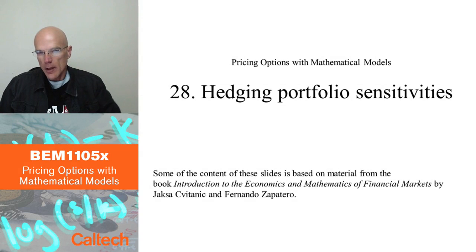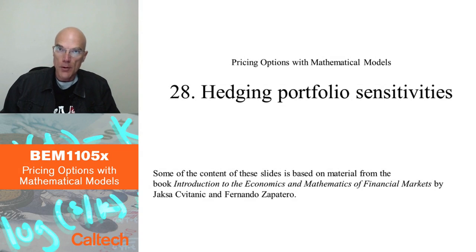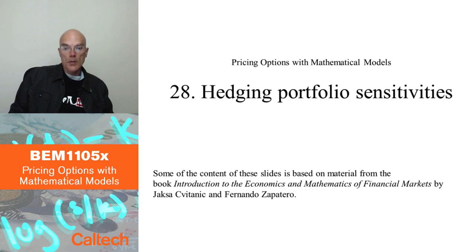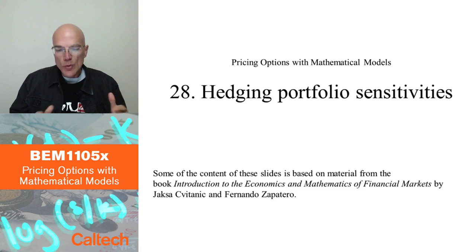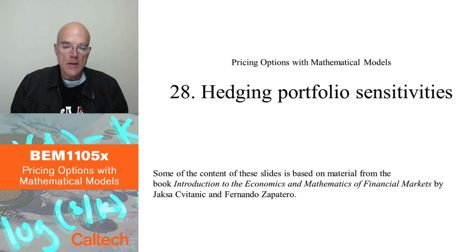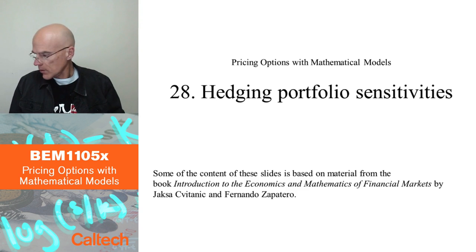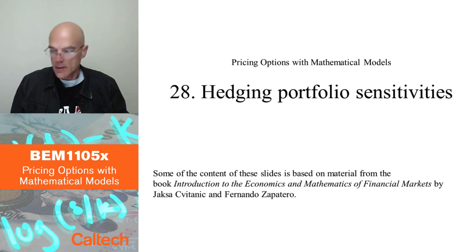We talked already about hedging with futures, hedging with bonds, which were static hedges, and also about replicating a particular option used in the Black-Scholes-Merton model. And now we want to talk about how to reduce risk of a portfolio, maybe of many options, many different assets. So we are going to call it hedging portfolio sensitivities.